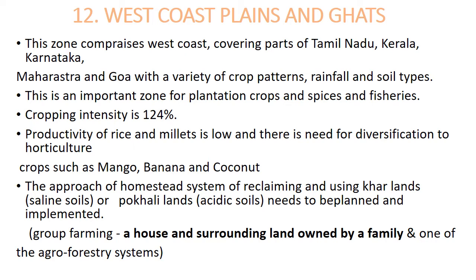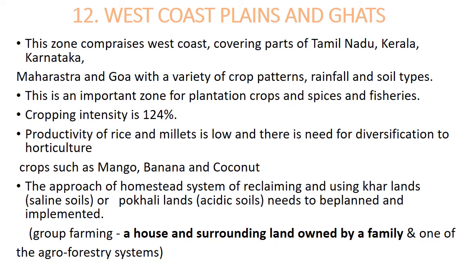Next, West Coast Plains and Ghats. This zone consists of the West Coast covering parts of Tamil Nadu, Kerala, Karnataka, Maharashtra and Goa, with a variety of cropping patterns, rainfall and soil types. This is an important zone for plantation crops, spices and fisheries. Cropping intensity is 124%. Productivity of rice and millets is low and there is a need for diversification to horticulture crops such as mango, banana and coconut. And the approach of homestead system of reclaiming and using Kar lands and Pokkali lands needs to be planned and implemented.